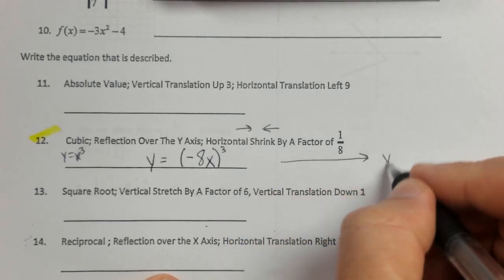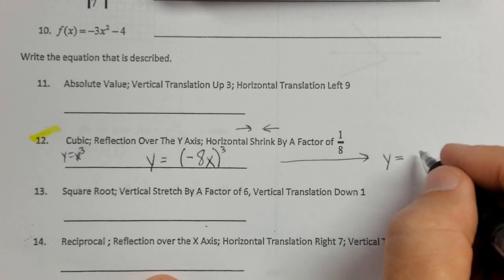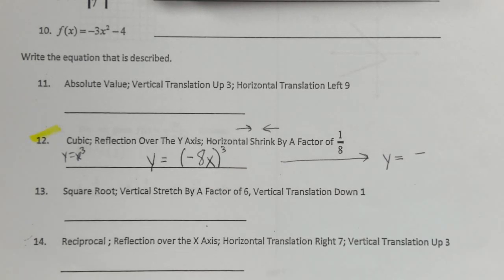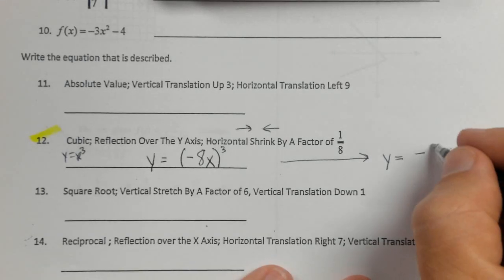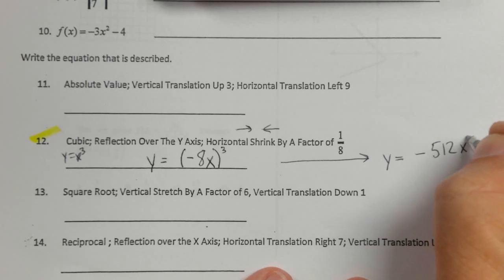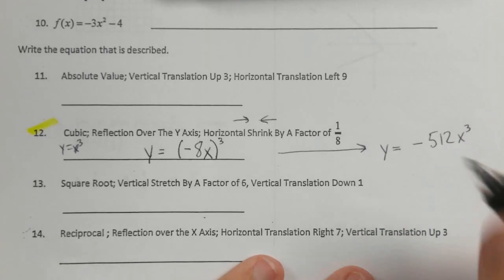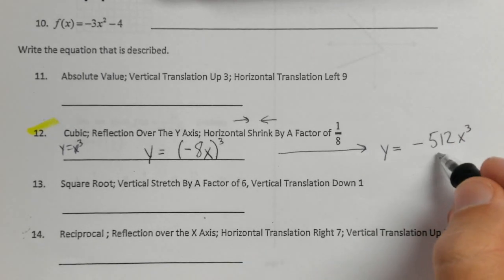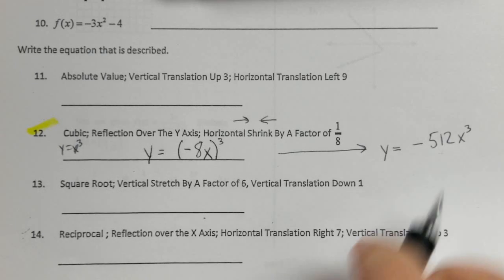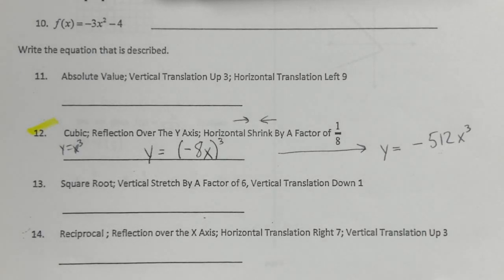If we wanted to get creative, I'd have to know what 8 cubed is, and I don't. My calculator does, though. 8 cubed. 512. So that's the same thing as negative 512x cubed. So you could say this is a vertical flip and a vertical stretch by 512. So that's a really extreme stretch, but so is multiplied by 8 that way.